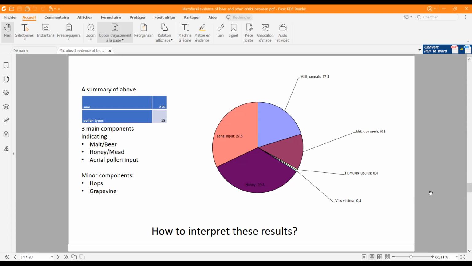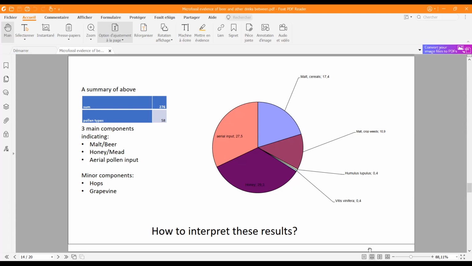These are plants which are pollinated by bees, they must come from honey. And the third group, we can ignore it. This is aerial input of plants which produce a very lot of pollen, but are distributed by wind. And there are two very small columns. Each one pollen grain is hops and wine.